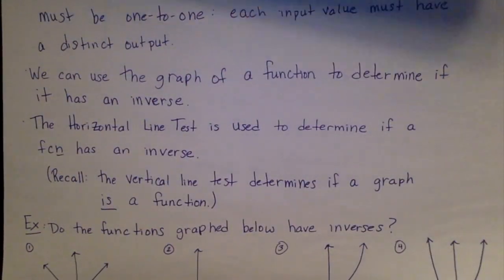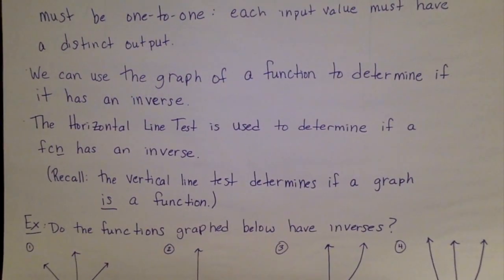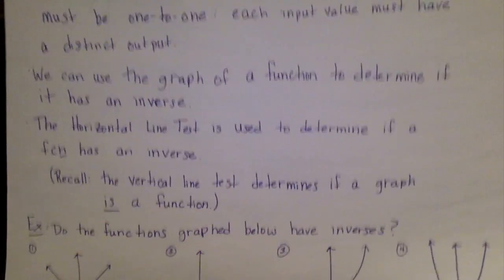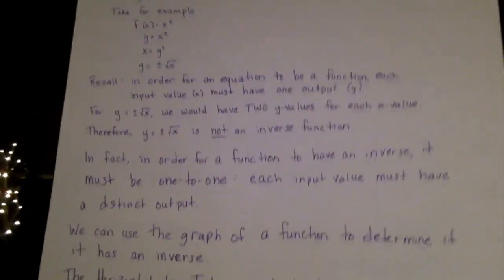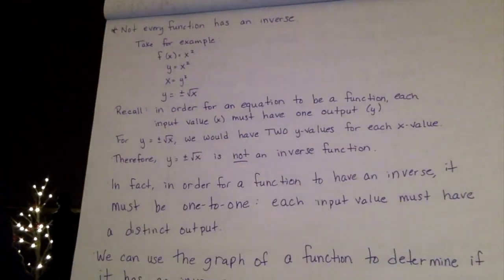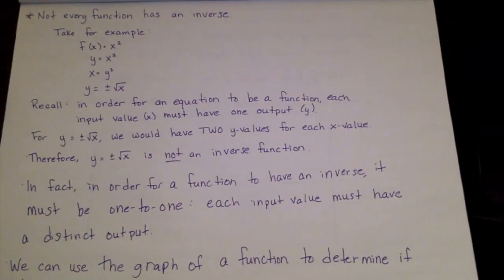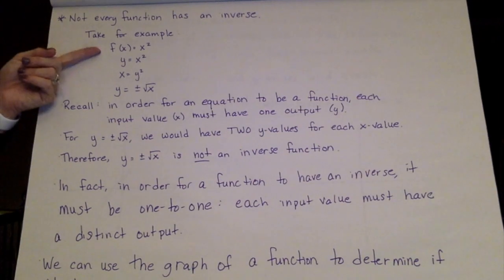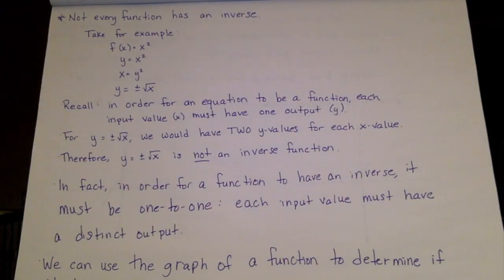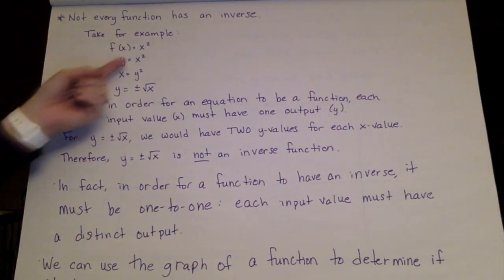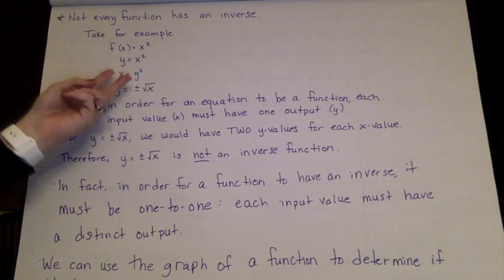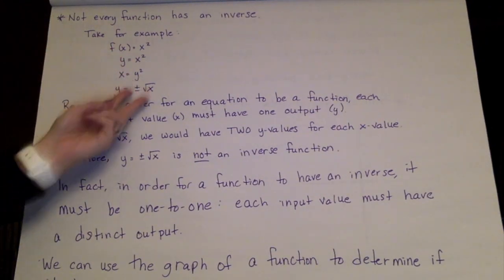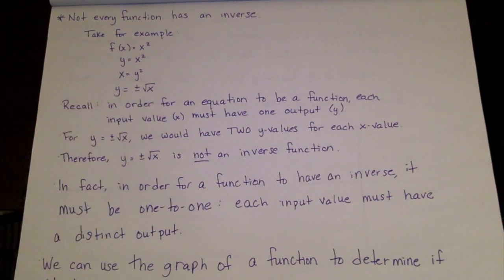All right. Next. Not every function has an inverse. Okay, this page is full of a bunch of just notes. I think we can squeeze that this way. There we go. Not every function has an inverse. Take, for example, f of x equals x squared. If we make it y equals x squared, interchange the x and the y, and then solve for y, we end up with y equals positive or negative square root of x.